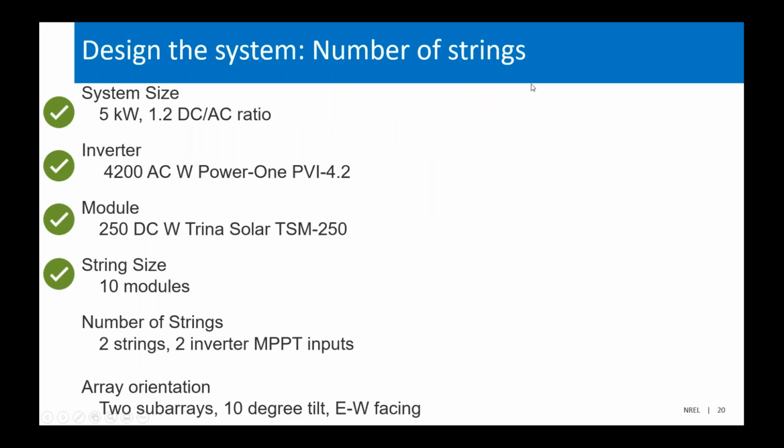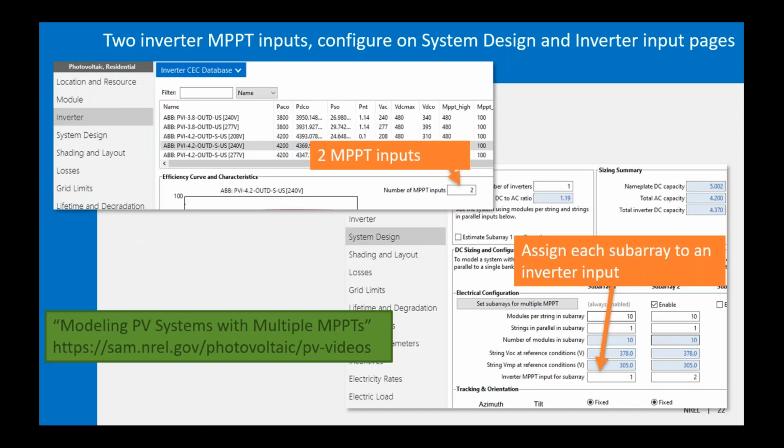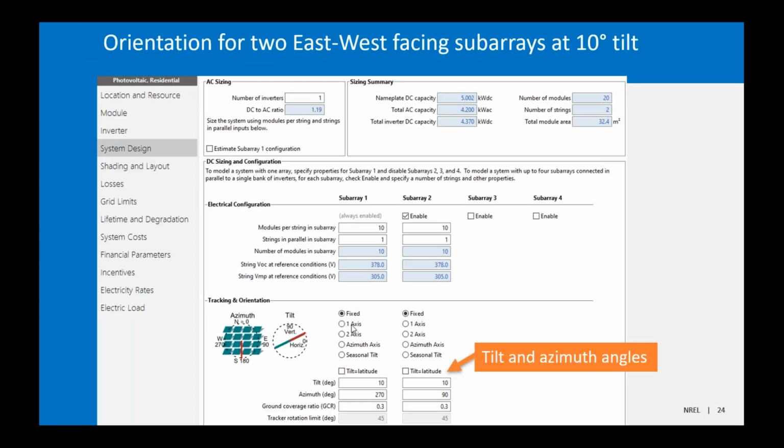Okay, so now we've done our string sizing and set the number of strings. And the next step is to set the array orientation. So we have 2 subarrays. The roof is a fairly shallow slope, so it's a 10-degree tilt, and each array faces east and west.